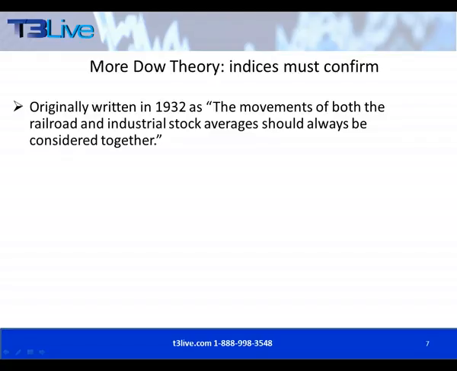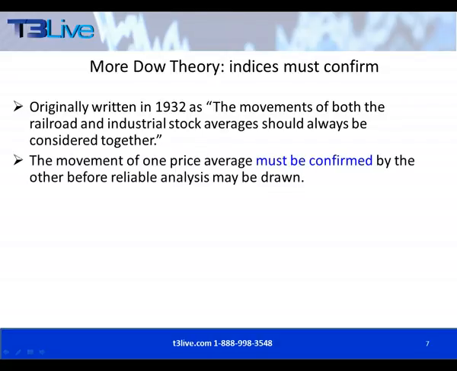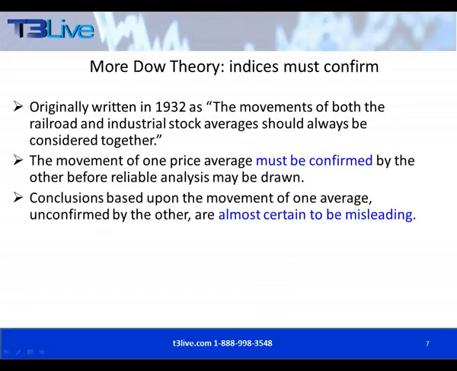So as it was written in 1932, the movements of the railroad and industrial stock averages should always be considered together. Clearly, we're not looking at the railroad stocks right now, so we actually have extended it out a little bit. The movement of one price average must be confirmed. That's the part you want to write down or highlight there. Confirmed by the other before reliable analysis may be drawn. That's very important here. Confirmed and reliable. And we've already discussed, we're going to get into a little more detail about how to use those. Now this is, again, very, very important.